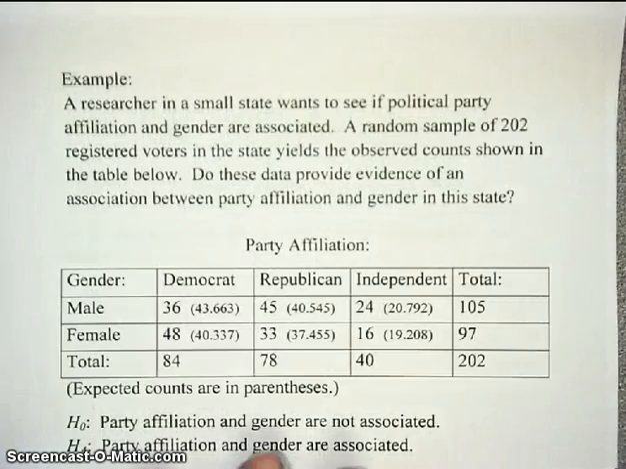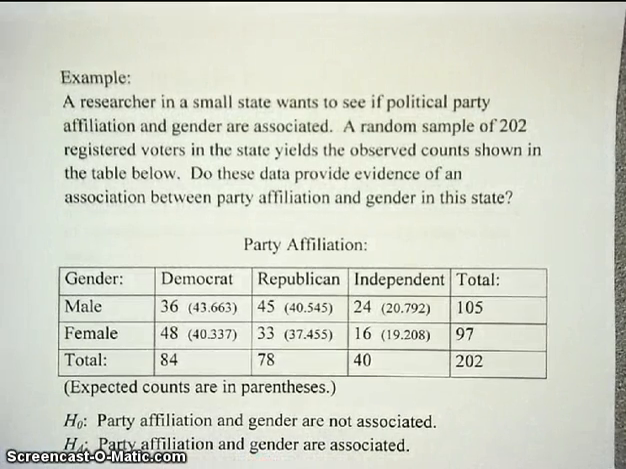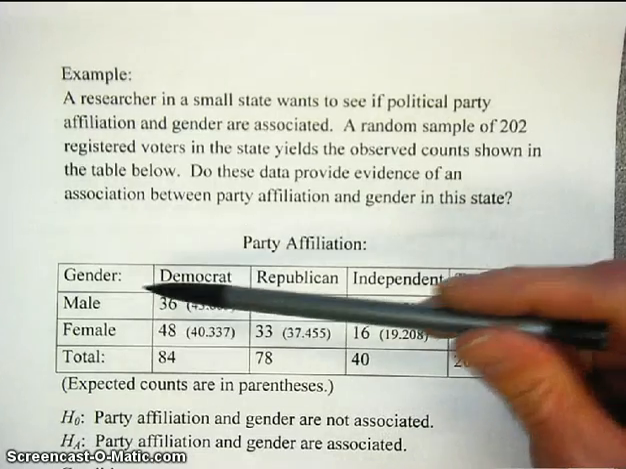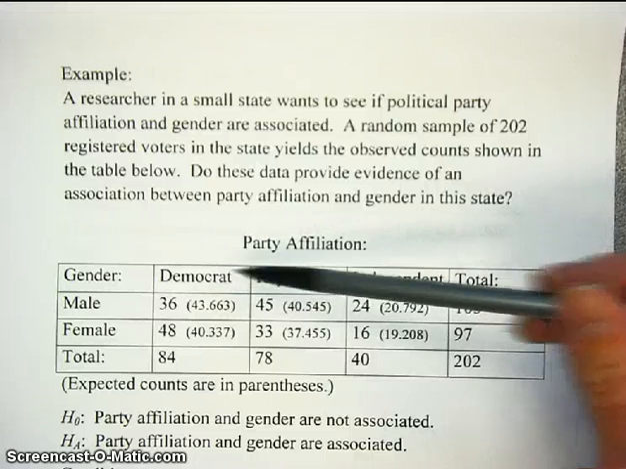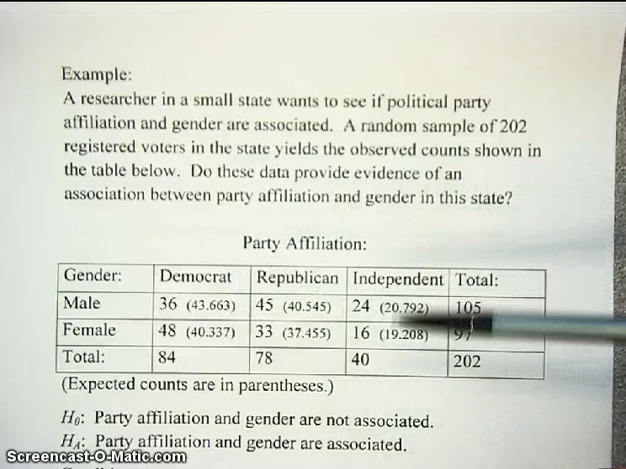Here's an example of how this works. A researcher in a small state wants to see if political party affiliation and gender are associated. A random sample of 202 registered voters in the state yields the observed count shown in the table below. Do these data provide evidence of an association between party affiliation and gender in this state? You can see we've got gender broken down into categories of male and female, and party affiliation broken down into Democrat, Republican, and Independent parties.